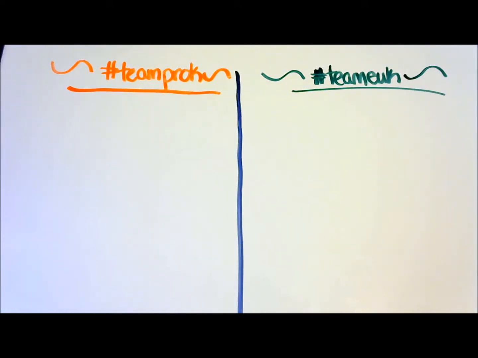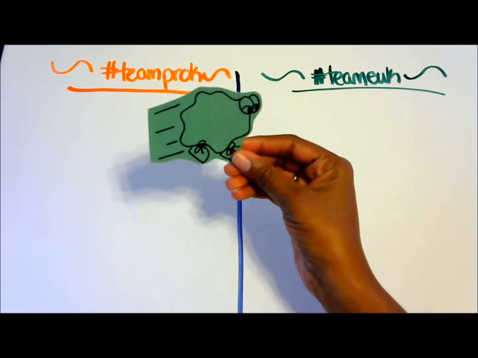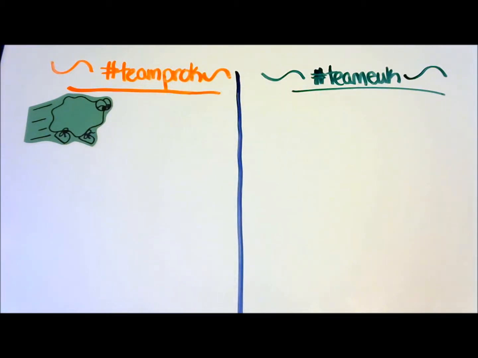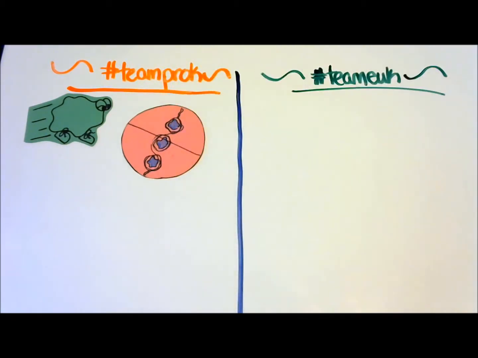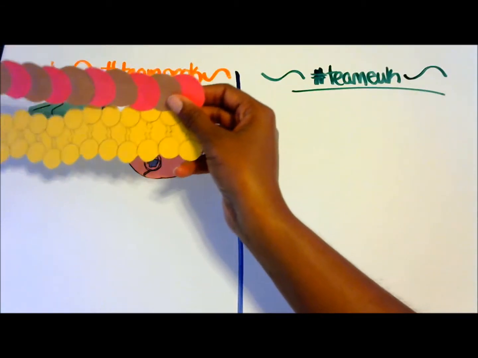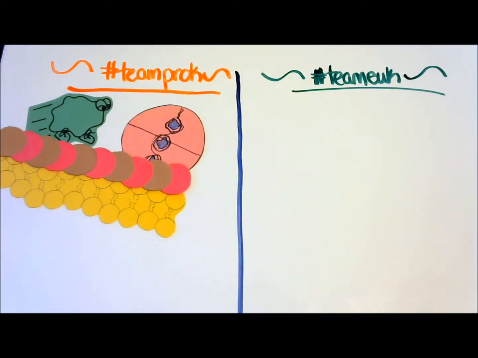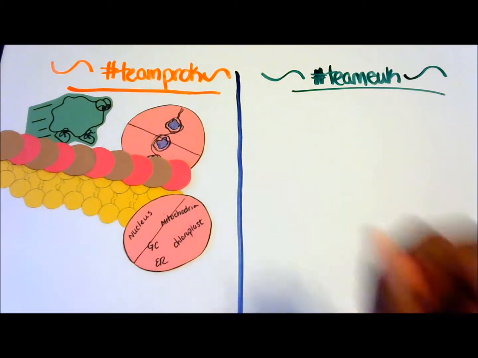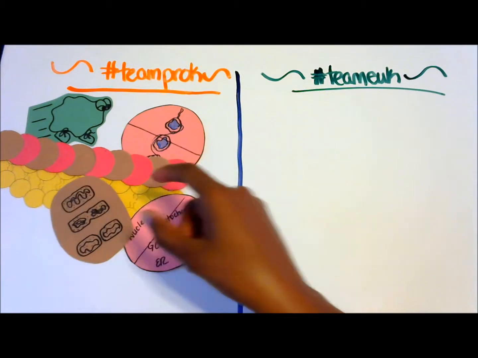All right, we're going to go over this one more time. Prokaryotes have a singular circular DNA. They do not have histones. Their cell wall consists of peptidoglycan and a plasma membrane. They do not have organelles. And their division is binary fission.